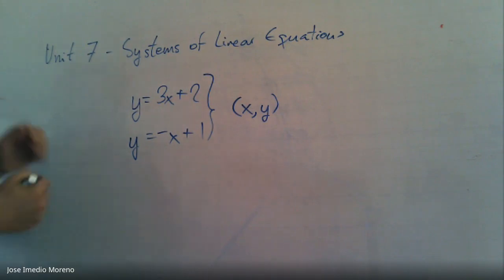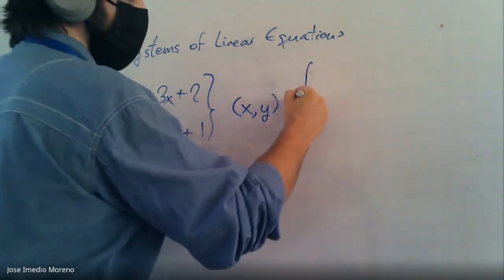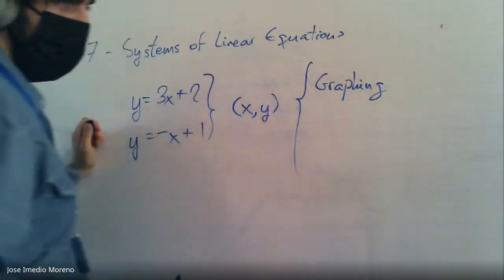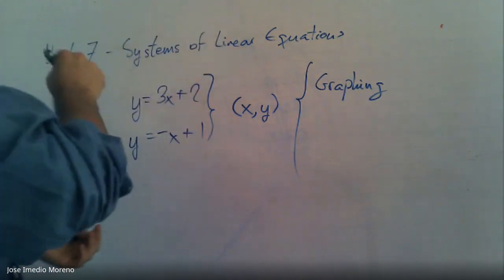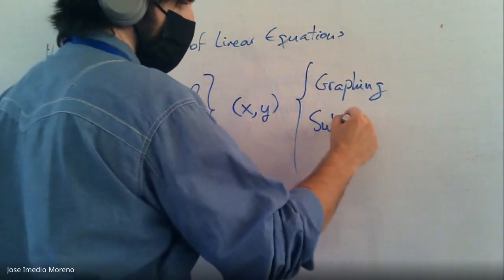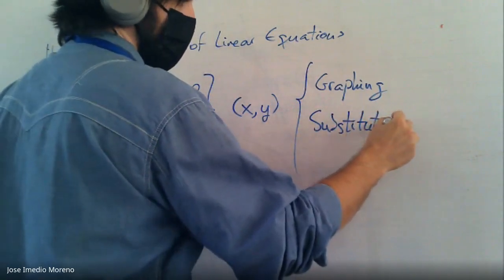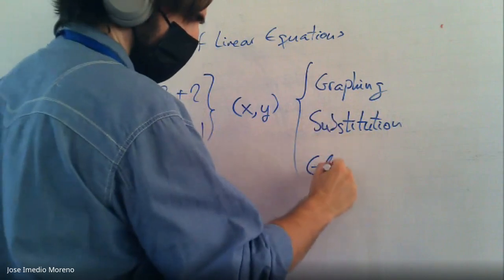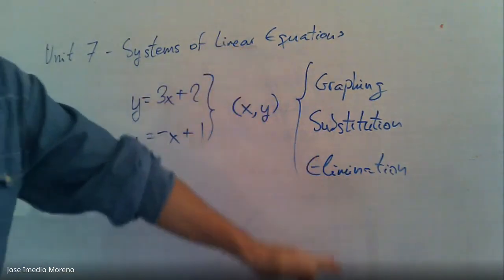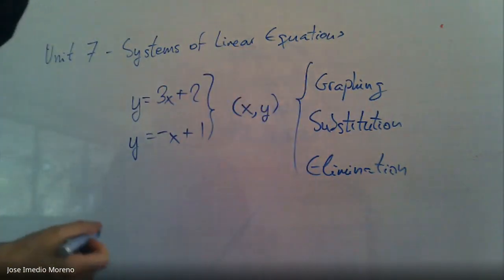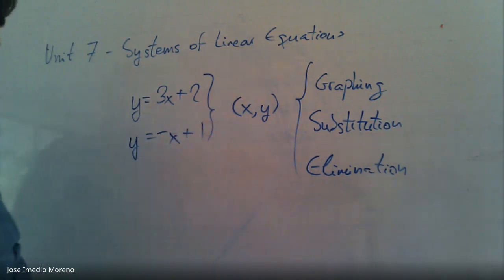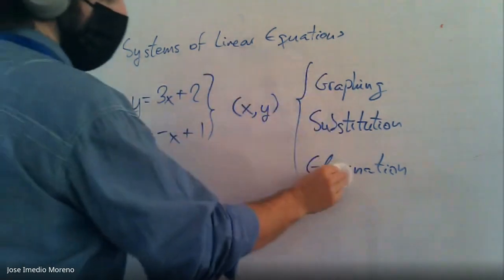Okay, so let's work with an example. For this, there are different methods. We can solve systems by graphing, that means making the lines and finding where they cross each other. We can use substitution. We can use elimination. There are more methods, but these are the ones we're going to work with in 7th grade during the next couple of weeks. So let's start with graphing.